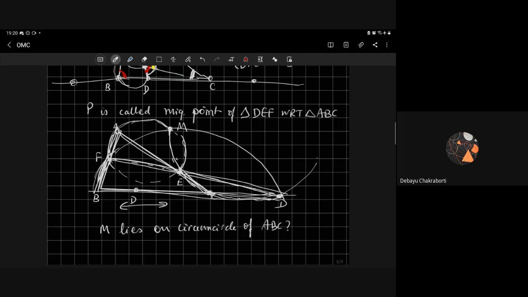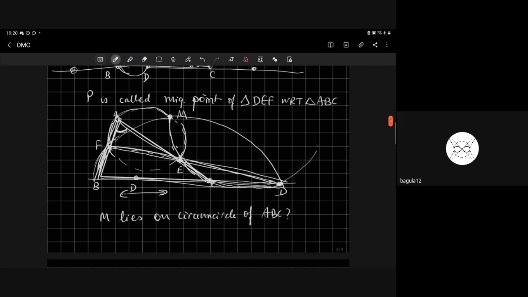So anyway, it should be a simple angle chase, right? Angle chase would do it. Yeah, just angle chase will do it. So you know what? I leave it as an exercise. This should be pretty simple.